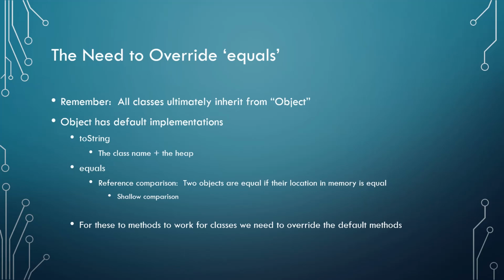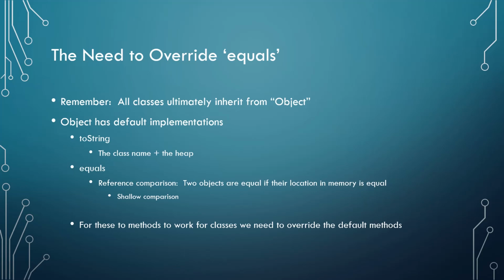Welcome back to our continuing discussion of the array list, the need to override equals. Remember, all classes ultimately inherit from object. Object has default implementations. The toString method just prints the class name plus the heap location of the object. Equals just falls back to reference comparison. It regards two objects as being equal if their location in memory is equal. This is known as a shallow comparison.